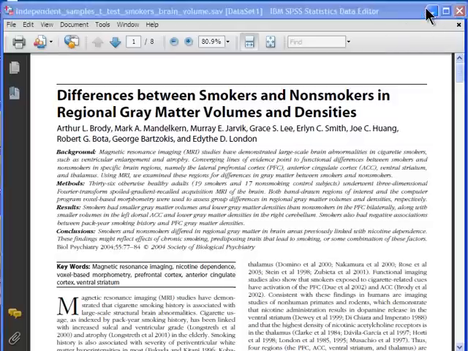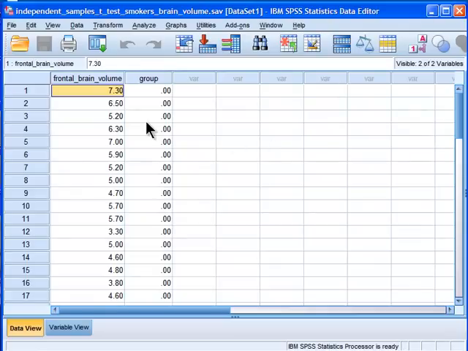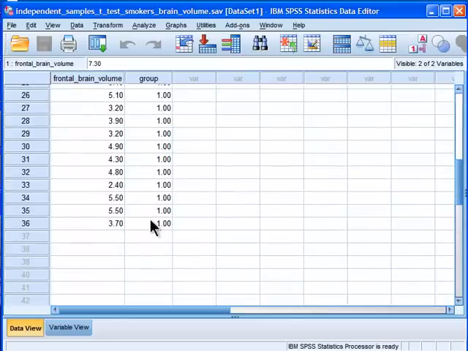So how you place the data into SPSS is pretty simple. You have one column that includes your dependent variable data, which are measured on an interval ratio scale. And it goes from 7.30 in this data set all the way down to 3.70. So there's a total of 36 participants in the sample.